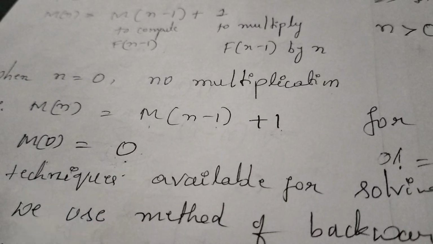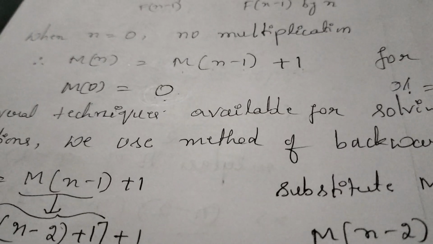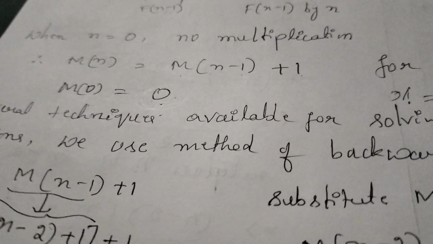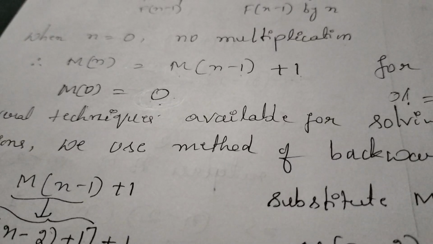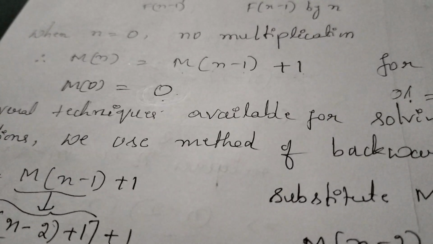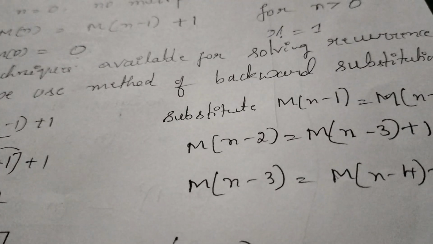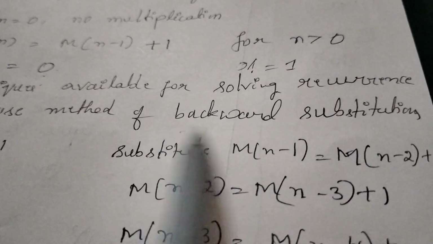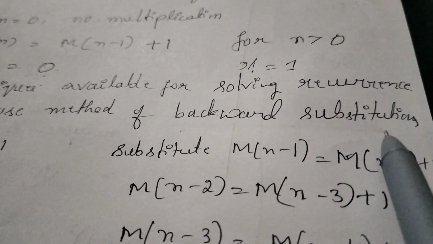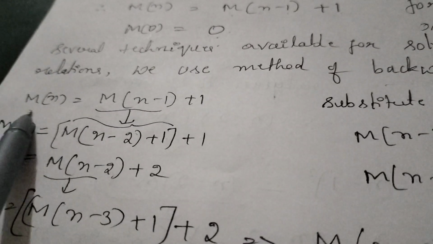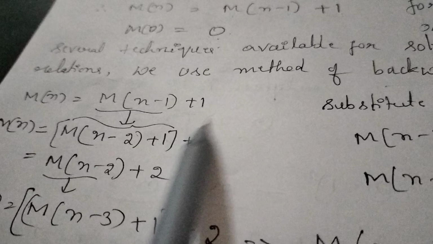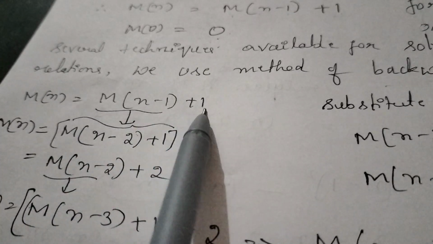That's what it says. Okay, so now we are supposed to find out the average time efficiency of this algorithm. For that, we have so many methods available, but here in this case we use one major important method called the backward substitution method. Okay, so how can we solve that? We should write down the operation m of n minus 1 plus 1.